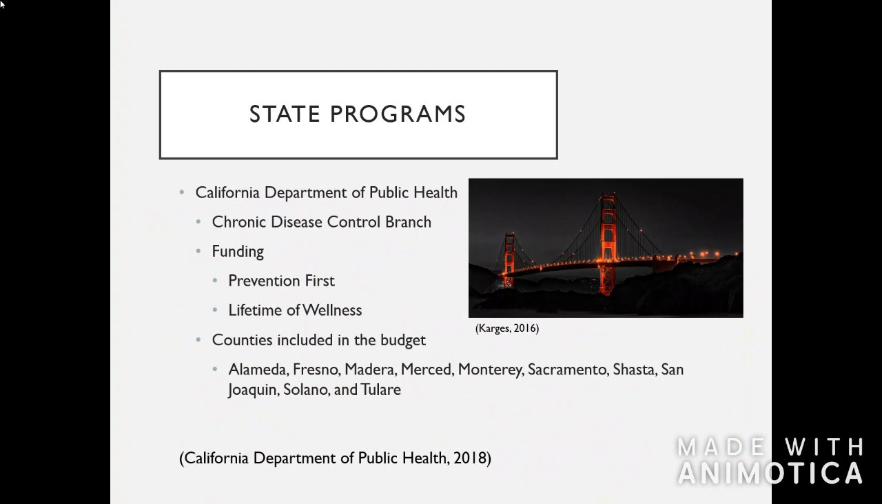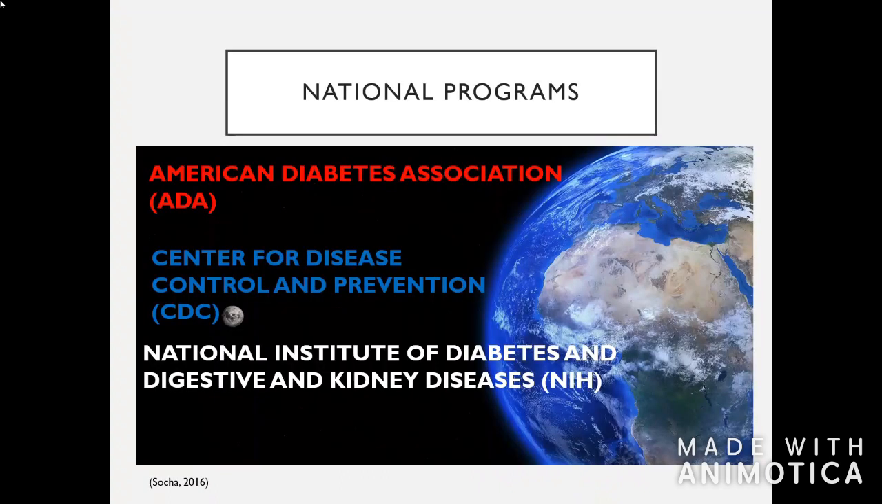While these programs have been successful in making their contributions to each community they serve in, there are also a few national programs available that have made a profound impact on the diabetic population in America. The most well-known organization is likely the American Diabetes Association, or the ADA, followed by the National Institute of Diabetes and Digestive and Kidney Disease, otherwise known as the NIH, and the Center for Disease Control, or the CDC.